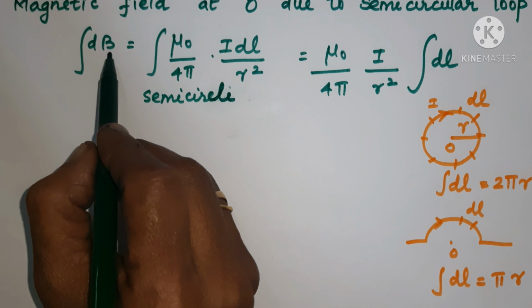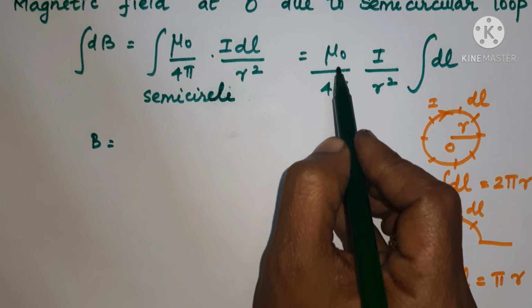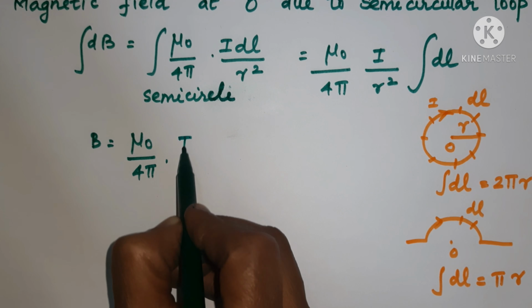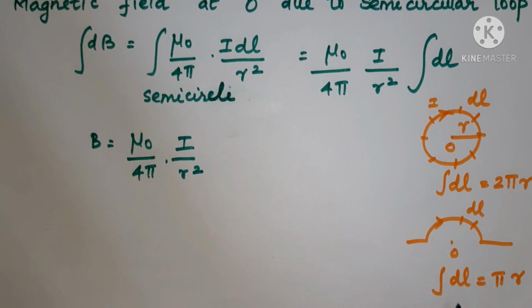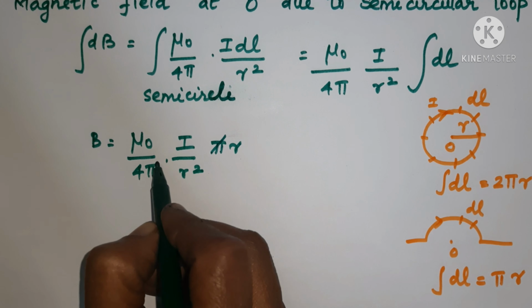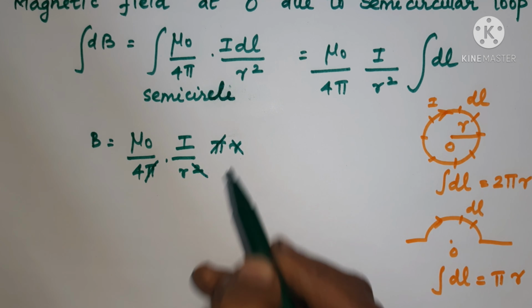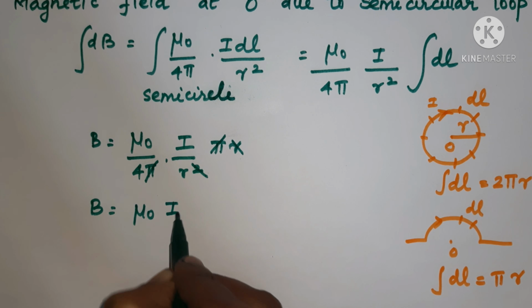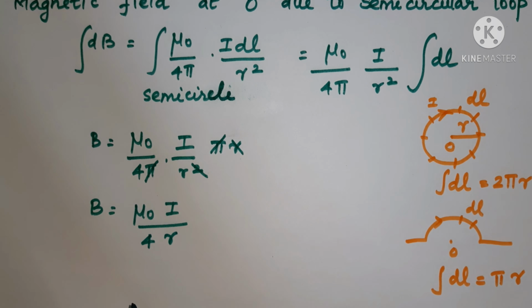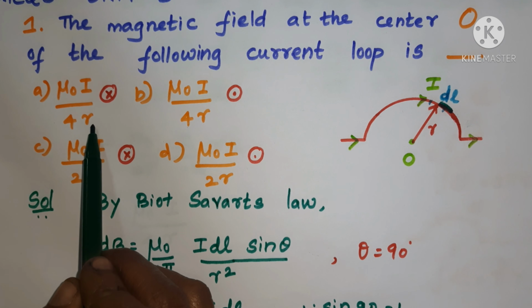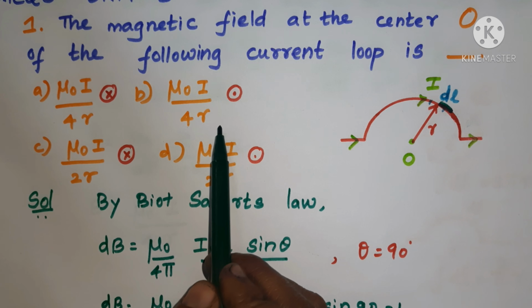Now we shall write integration of dB, B is equal to mu naught divided by 4 pi into I by r square, and integration of dl over a semicircular path is pi r. Therefore, pi and pi cancel, r and r cancel. Remaining, we have B is equal to mu naught I by 4r. In the options we have two options the same: mu naught I by 4r, and here also mu naught I by 4r.